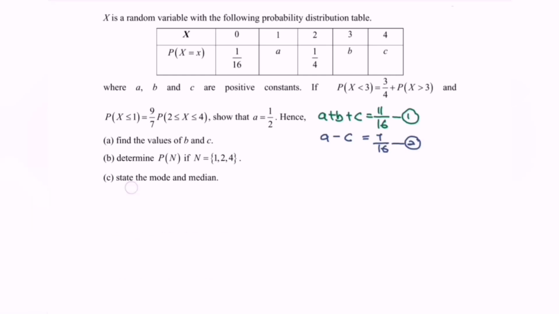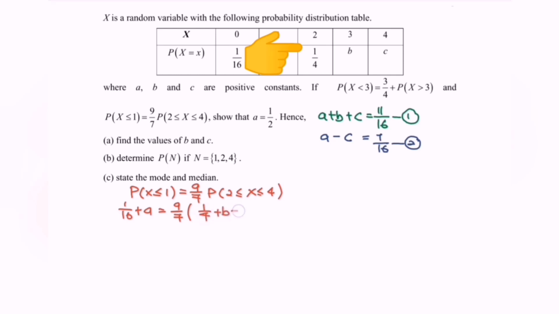And we have the probability that X less than or equal to 1 is equal to 9 over 7 multiplied with the probability that X is from 2 to 4. So kindly refer to the table, where we have the probability for X less than or equal to 1, which is 1 over 16 plus A, equal to 9 over 7 multiplied with the probability from 2 to 4, where we will have 1 over 4 plus B plus C. Kindly cross multiply the 7 and we will have 7 over 16 plus 7A is equal to 9 over 4 plus 9B plus 9C.